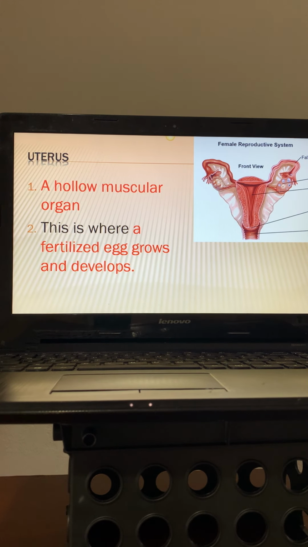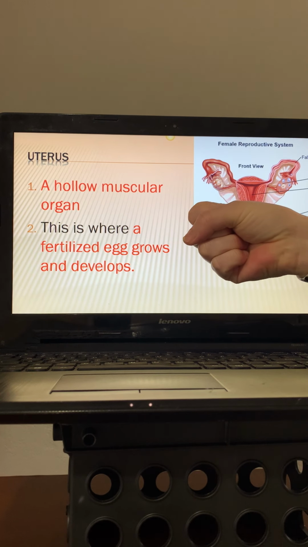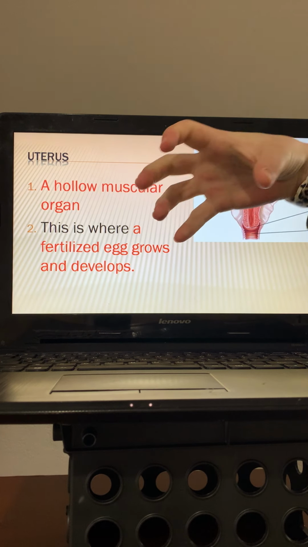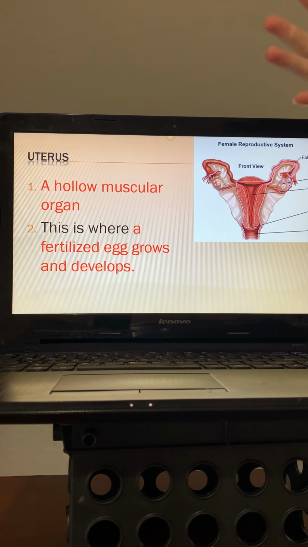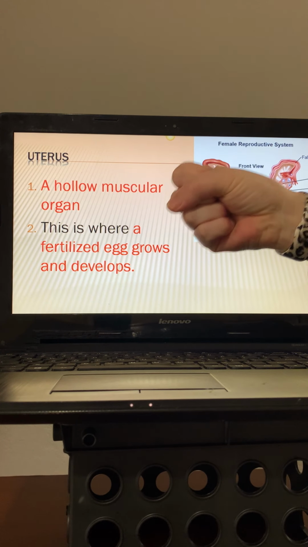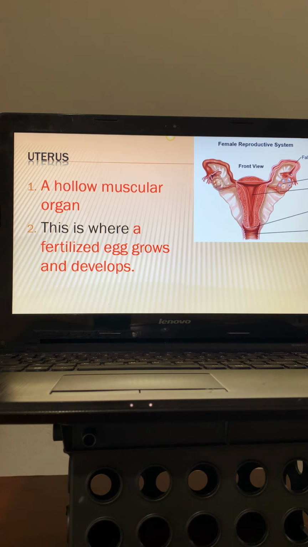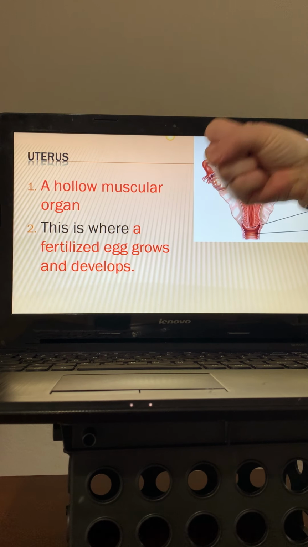A woman's uterus is about the size of a fist when she's not pregnant, but if she's pregnant and there's a baby growing in there, it is a muscular organ, so it's going to expand and get larger and larger and larger. By the end of her pregnancy, that uterus that was the size of a fist is about the size of a watermelon. Now, after she gives birth and the baby comes out of the uterus, it doesn't stay the size of a watermelon. It's going to shrink back down into about its fist size.